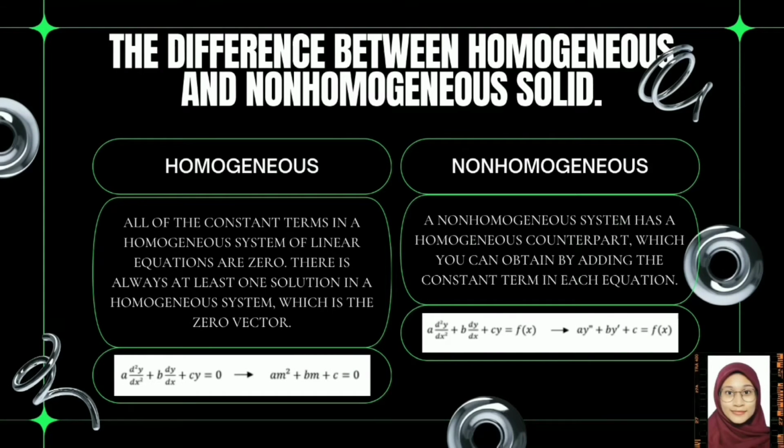Next is about the differences between homogeneous and non-homogeneous solid. For homogeneous, all of the constant terms in a homogeneous system of linear equations are zero. There is always at least one solution in a homogeneous system, which is the zero vector, while a non-homogeneous system has a homogeneous counterpart, which you can obtain by adding the constant term in each equation. So these two are the differences between homogeneous and non-homogeneous.